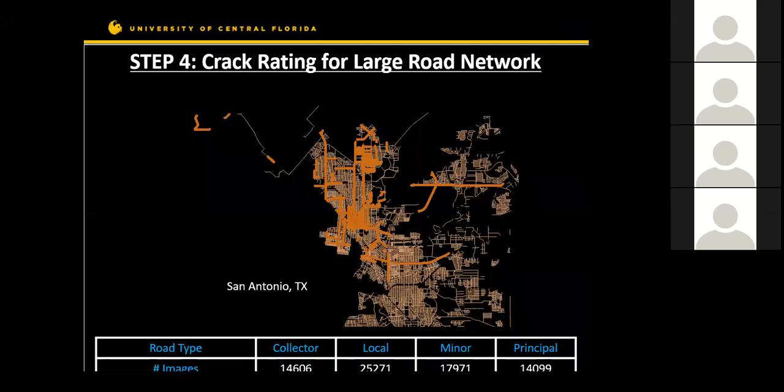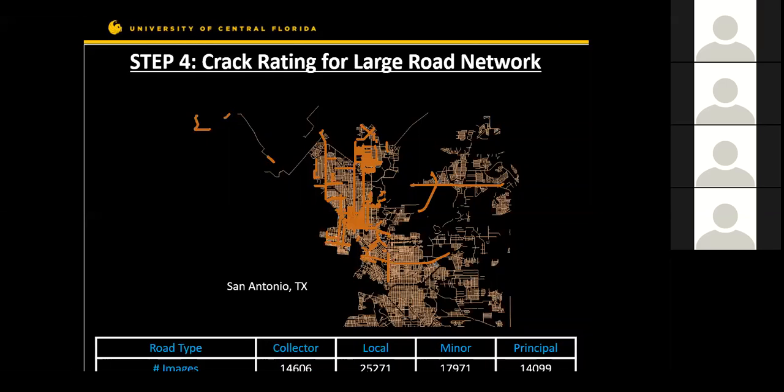Of course, after we developed the system, we were very interested. It was a lab produced code. So we were very interested to know how it would work in a real world problem. And for that, we decided to apply it to a large scale data set.